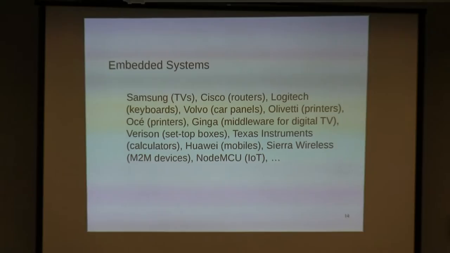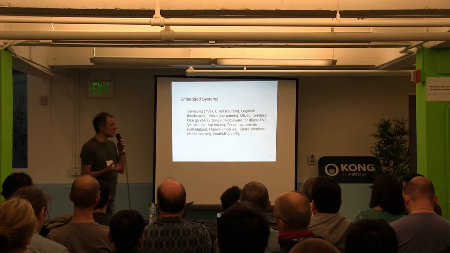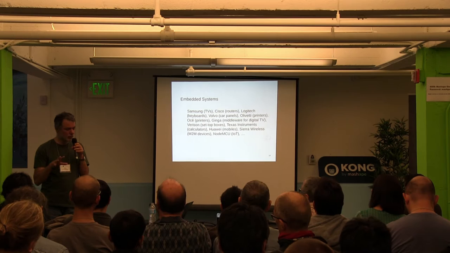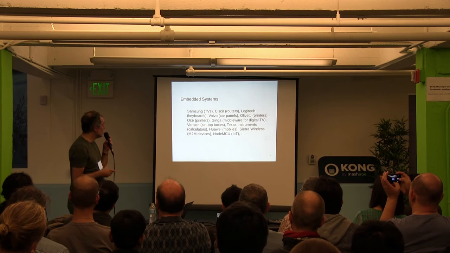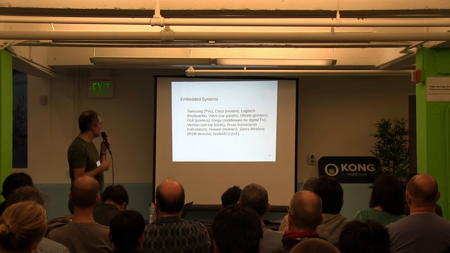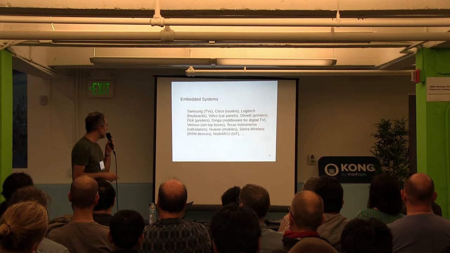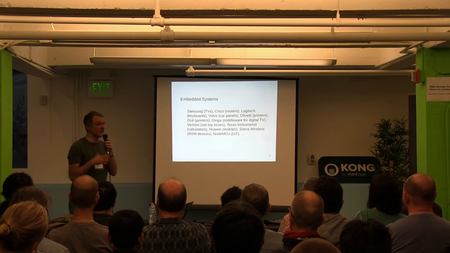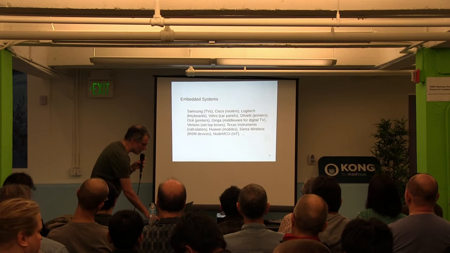So we have Lua being used in systems built by Samsung in TVs, in routers from Cisco, where they use Lua to do security, to configure what kind of packets you accept and what kind you reject. It's been used by Volvo in car panels, by Olivetti and Oce in printers. In Brazil, the middleware for digital TV uses Lua to build computer games, etc. Lua can play that in the TV. Verizon has been using Lua in its set-top boxes. And some calculators from Texas Instruments you can script using Lua. And there are several other big companies using Lua for embedding.